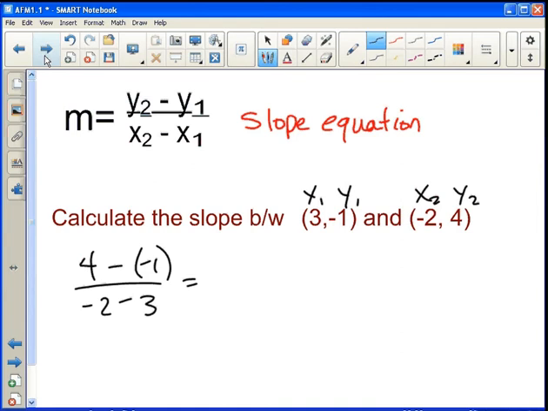4 minus a negative 1 is 5. Negative 2 minus 3 is negative 5. So the slope is negative 1. So that's how to find the slope of a line given 2 points on that line, or find the slope between 2 points.